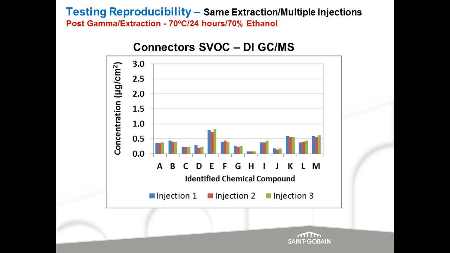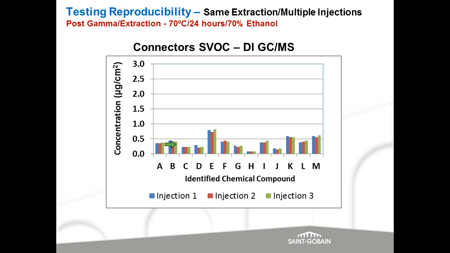So if we look at the SVOCs using our direct inject GCMS, you can see that we have a number of compounds identified. But if you look at the levels at each of the injections, they're very, very consistent. Here we're in micrograms per centimeter squared. These tests were run on the connectors at 3 centimeters squared per mL. So these are all generally in the range of just around or above 1 ppm.